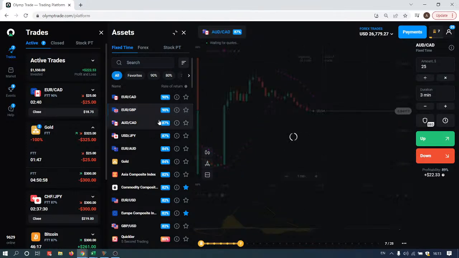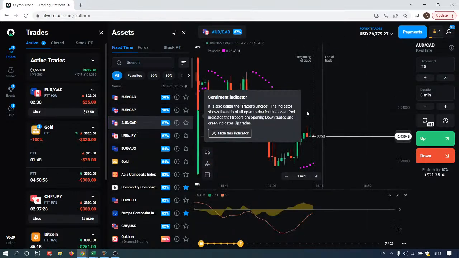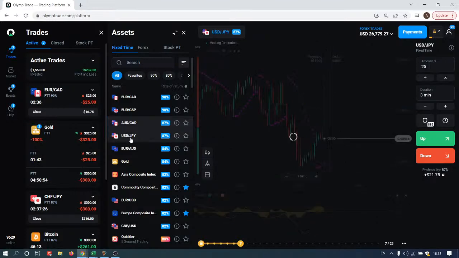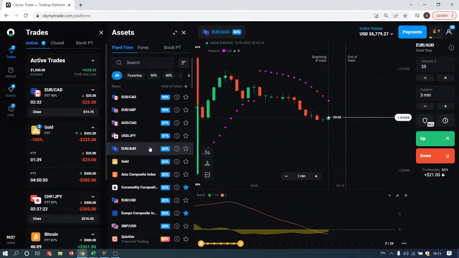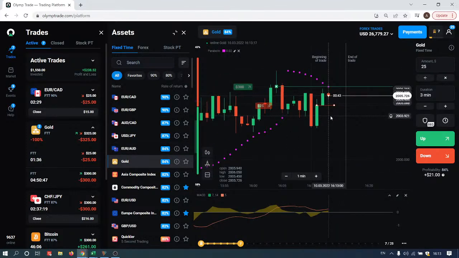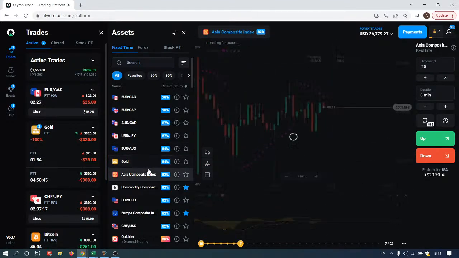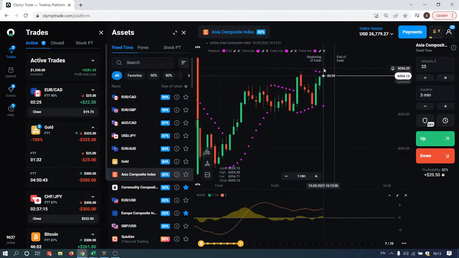Sometimes overthinking kind of leads you to negative results in trading. So you see a signal and you open a trade. Okay, that's it.